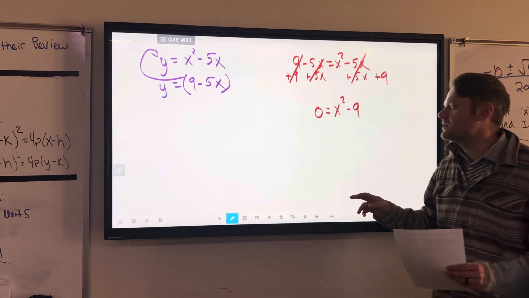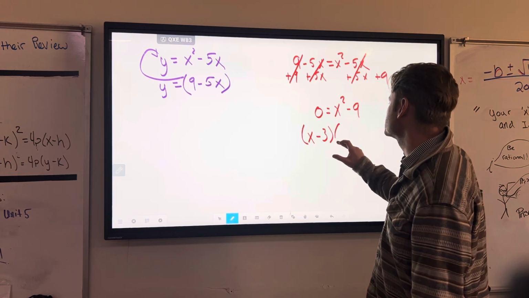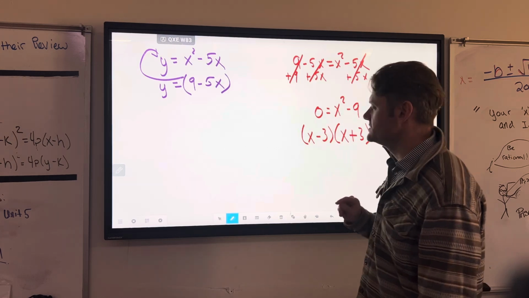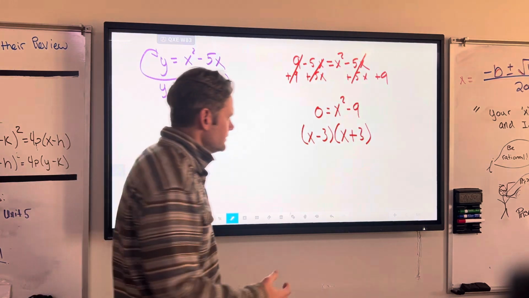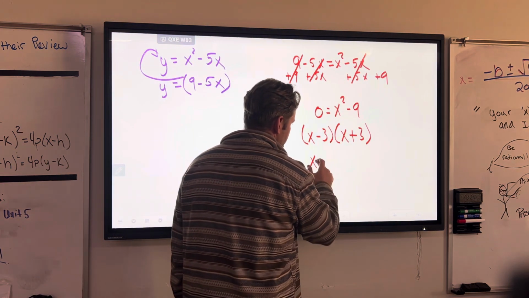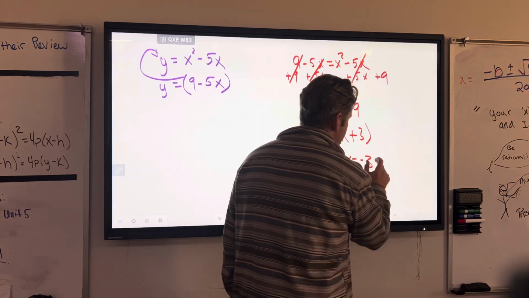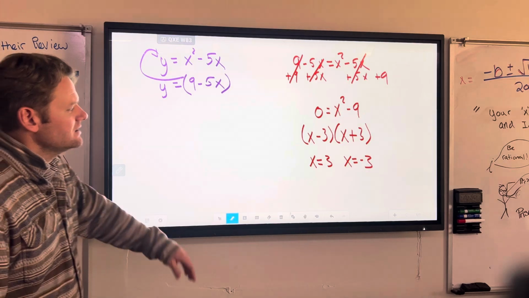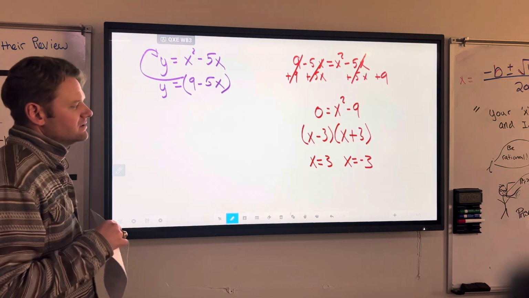So this is an automatic factoring rule, right? This will go to x minus 3 times x plus 3, right? Both of these are squares. So the two answers that I get here, when I set each of these equal to 0, is x equals a positive 3 and x equals a negative 3. Now, I'm not done yet. I need to be able to check these answers to see if those are indeed the points I get.